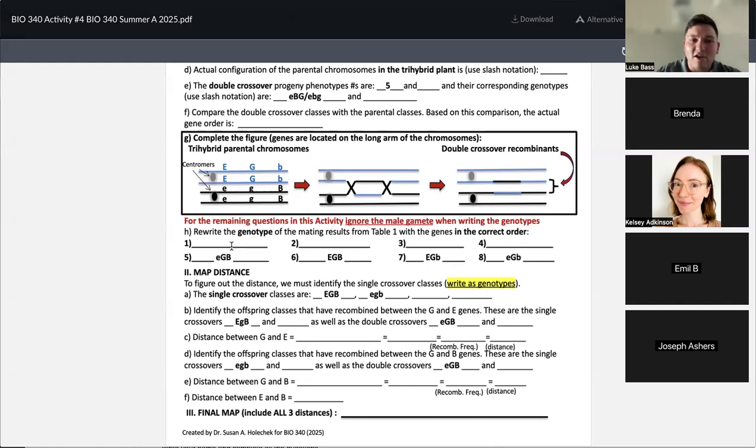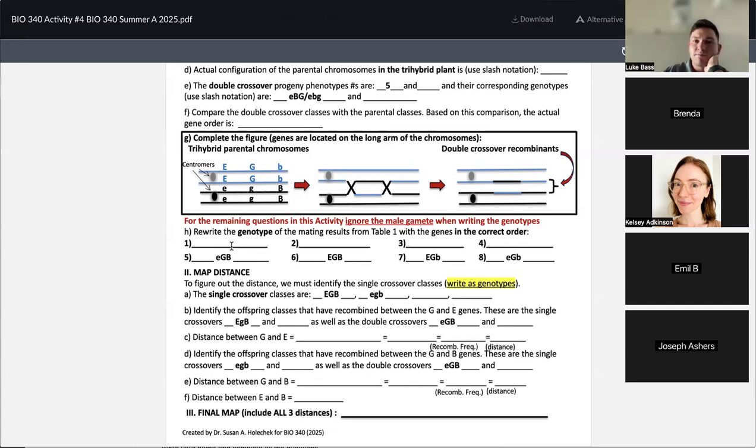Unfortunately, I can't say whether gene E or gene B is in the middle, but I think that looking at part H gives a hint as to which one is actually in the middle. Looking at part which one? H, the way they're writing it there.